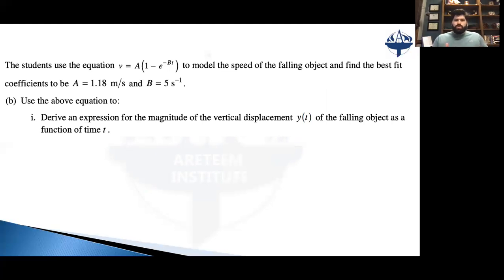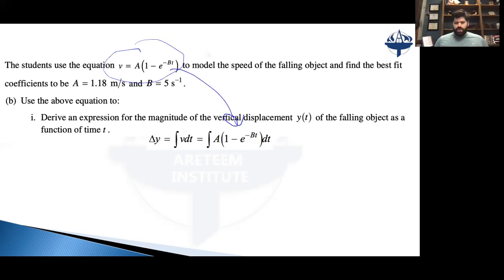When we were going from speed or velocity to acceleration, we needed to take the derivative. Well, now we're going the other direction. We need to go from a velocity to a displacement, so we need to integrate. And what do we need to integrate? We need to integrate the speed function. We have that speed function, so we substitute it in, and that is our expression for the displacement.